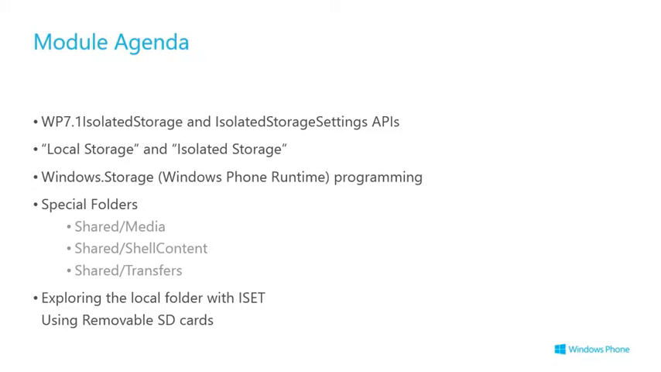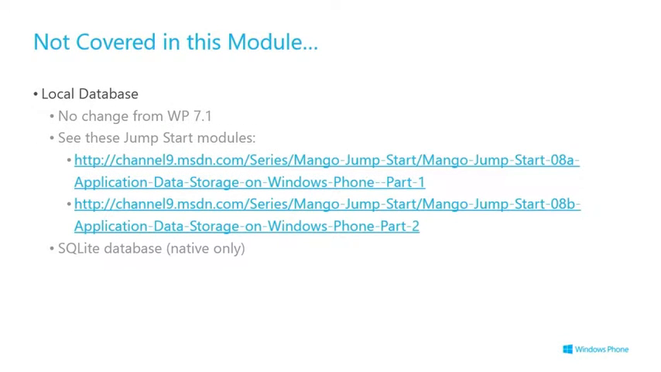In 7.1, we have isolated storage and the APIs that we've been working with for the last couple of years to do that. And local storage and isolated storage is something we'll compare and talk about. We're going to talk about the new Windows.Storage programming via the Windows Phone Runtime. We're going to talk about some special folders that you may not have heard about. And then we're going to look at those removable SD cards that Andy talked about earlier in the day. So let's move right along.